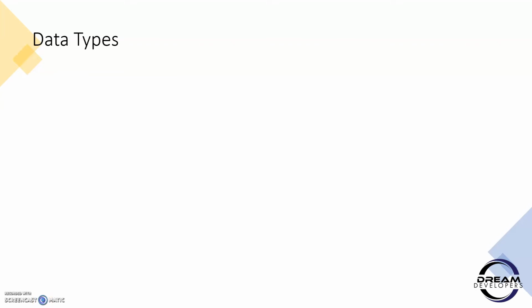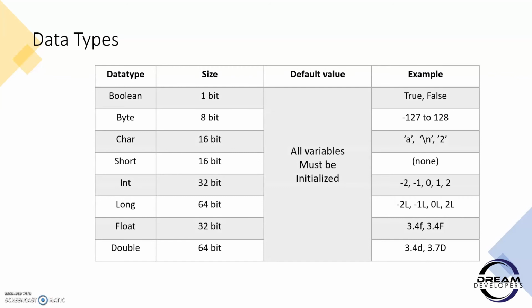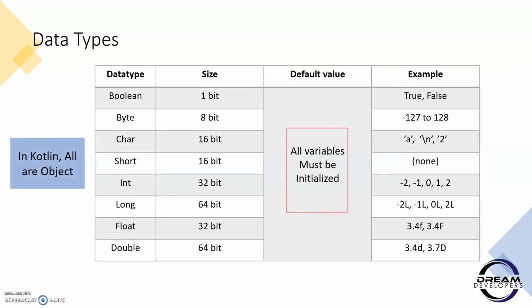Now let's check the data types in the Kotlin language. In Kotlin, there are Boolean, Byte, Char, Short, Int, Long, Float and Double. These are all the data types available in Kotlin. In Kotlin, all are objects, so there is no primitive data type. Boolean has a size of 1 byte, Int has a size of 32 bits, Long has a size of 64 bits, Float has a size of 32 bits and so on. Since these are all objects, they must be initialized. There is no default value for these data types.